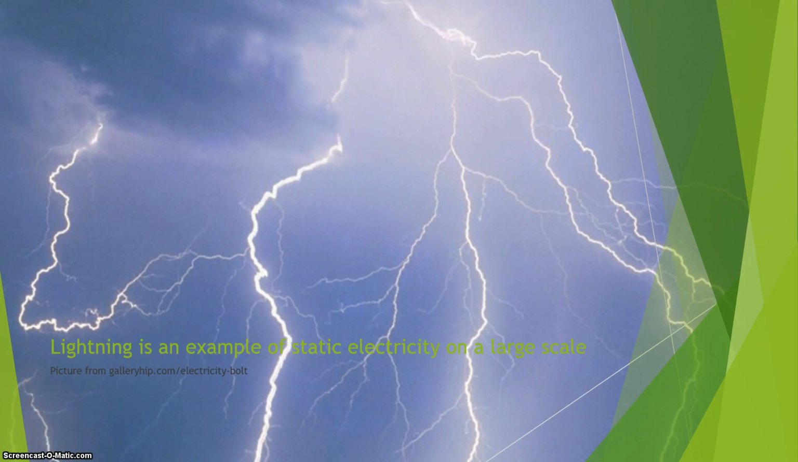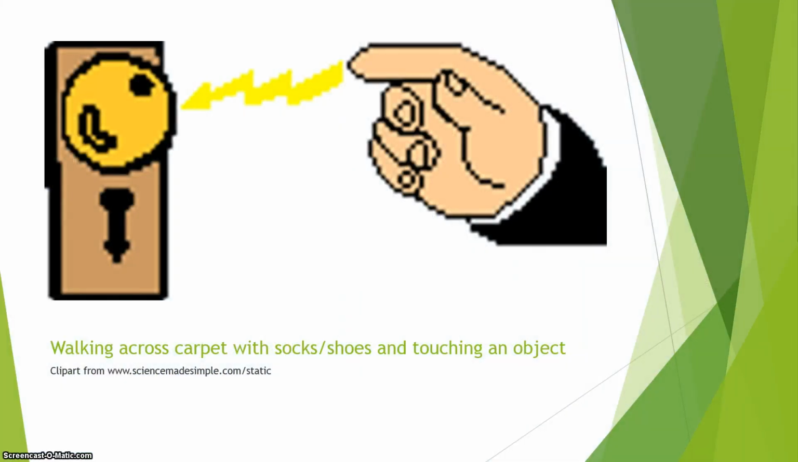Here are just some examples. Lightning is an example of static electricity, just on a large scale. That's not really what I'm going to be covering, exactly how that happens, but that's an example. This is more of what I'm going to be covering: when you're walking along carpet and go to touch a doorknob, all of a sudden you get a shock, boom, static electricity in action.